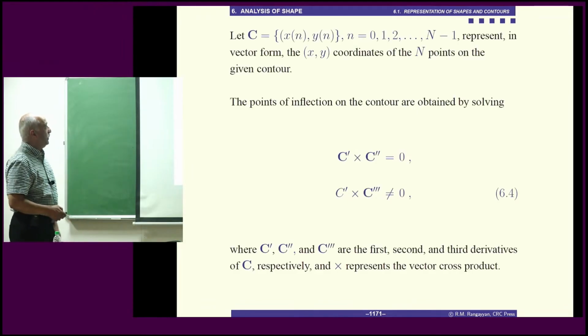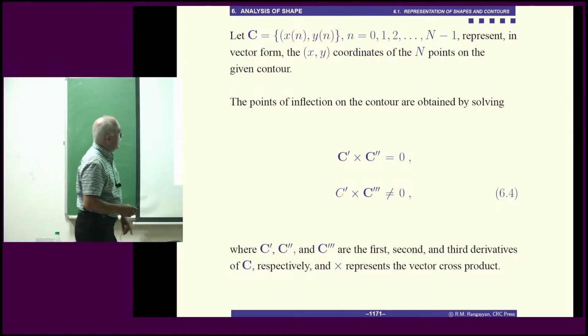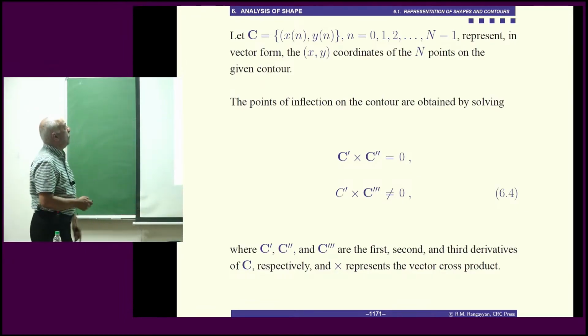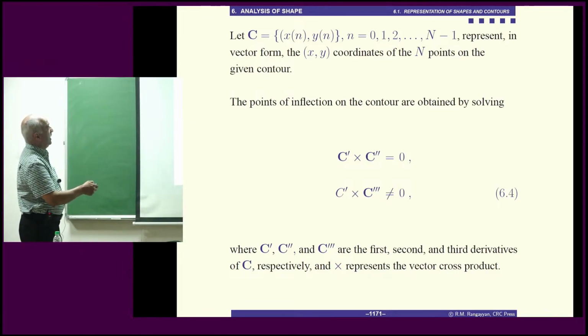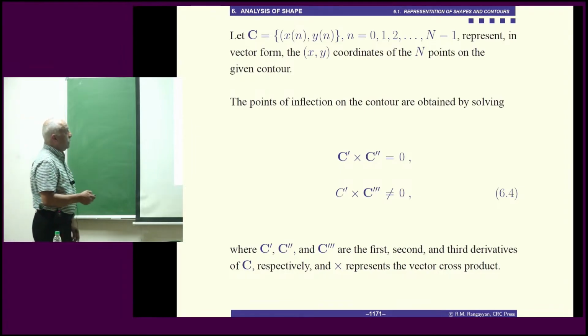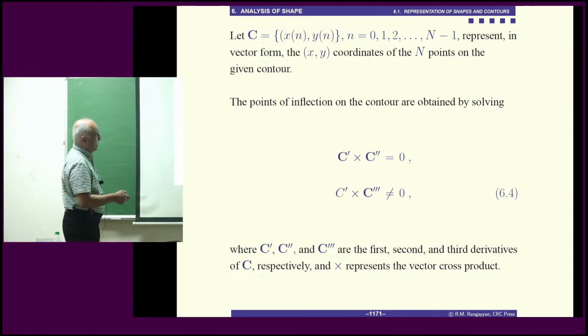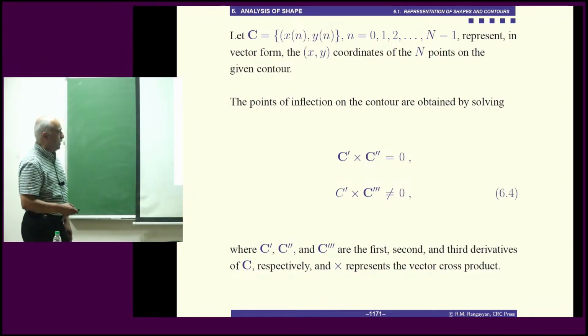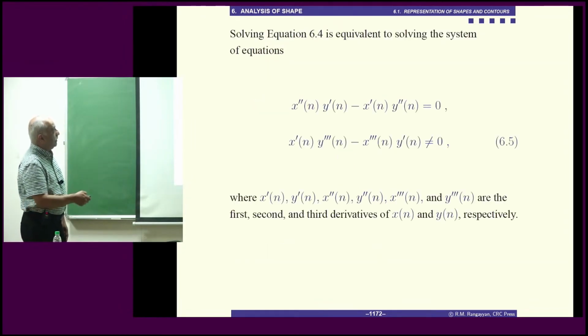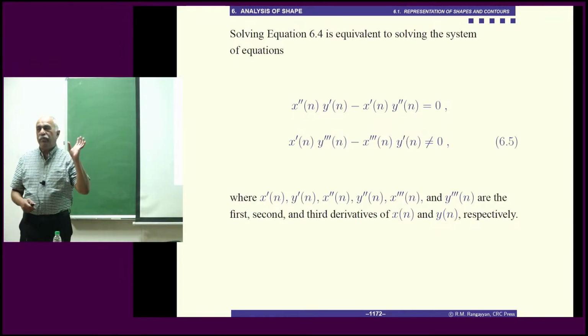Now you extend it to 2D. If you have a 2D contour capital C, with x and y and n points, then the conditions are: the first derivative cross the second derivative must be equal to 0, and the first derivative cross the third derivative must not be equal to 0. These turn into equations in the partial derivatives in the x and y directions, similar to the 1D case. Solve these equations and you find points of inflection.